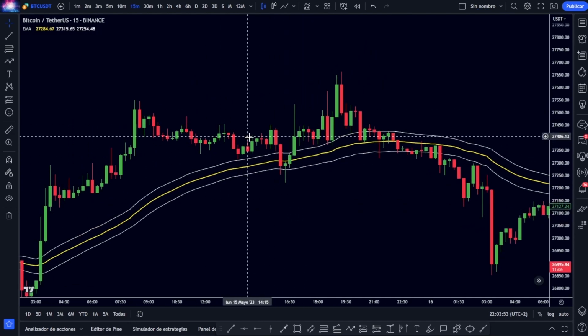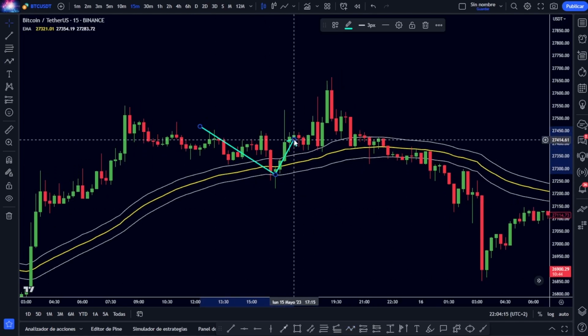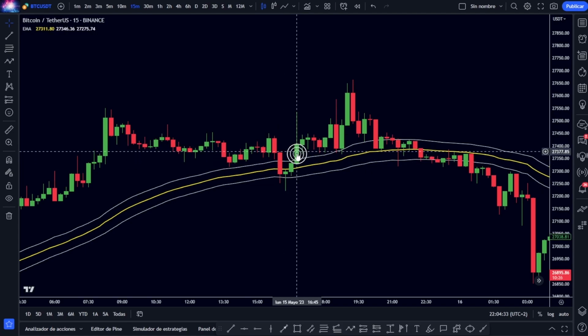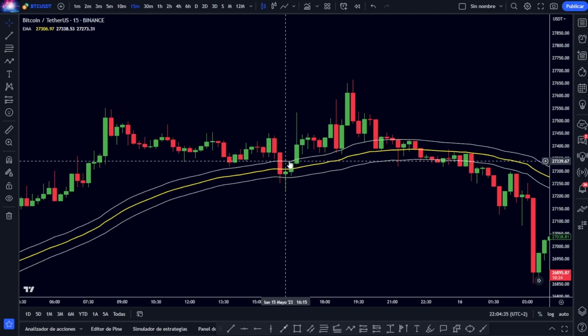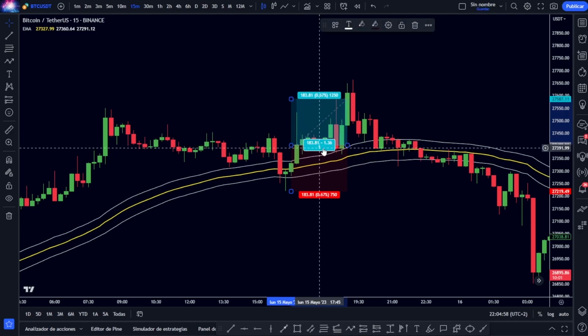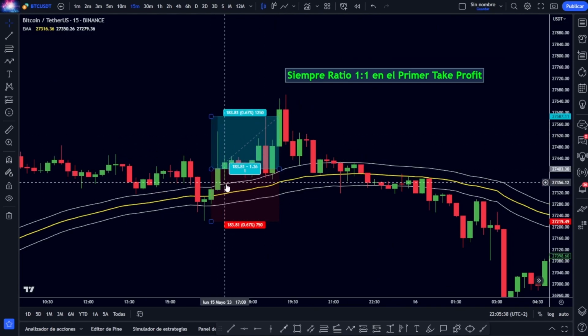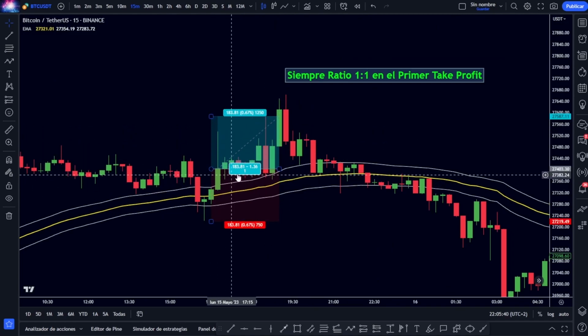Well, at that moment, when the price returns to the zone of the averages, in the event that there is a rebound in the same direction, we could take the first candle that is driven back above those averages, and in this case we would simply place a bullish trade looking for a 1-to-1 ratio. It is a strategy in which we must always use a 1-to-1 ratio, at least in the first take profit.